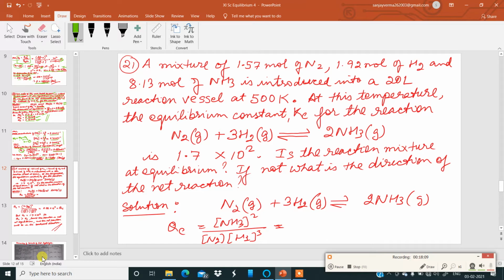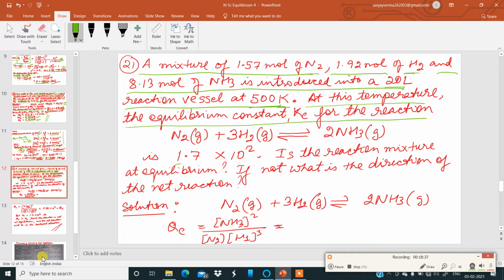A mixture of 1.57 mole of nitrogen, 1.92 mole of hydrogen and 8.13 mole of ammonia is introduced into a 20 liter reaction vessel at 500 Kelvin. So the moles of nitrogen is given 1.57, hydrogen is given 1.92 and ammonia is 8.13. They are put into a 20 liter vessel. At this temperature, the equilibrium constant Kc for the reaction is given 1.7 times 10 power of 2. This is the equation given over here. Now, is the reaction mixture at equilibrium? That is the first part of the question. If it is not, what is the direction of the net reaction?